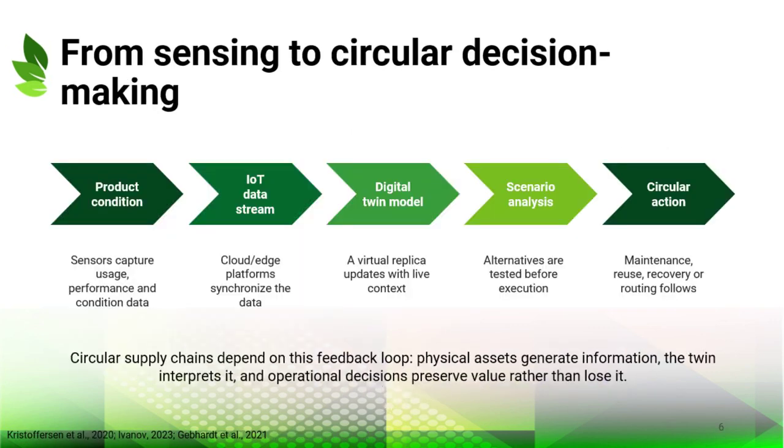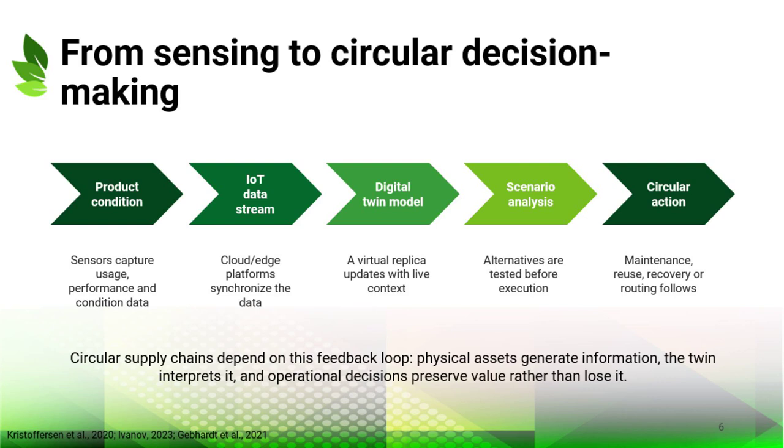The process on this slide summarizes the information loop described throughout the chapter. First, product condition is captured by sensors or connected devices. Second, the IoT data stream transfers this information through digital platforms, often using cloud or edge systems. Third, the digital twin updates its virtual representation of the product, process, or network. Fourth, scenario analysis tests possible actions before they are implemented in the physical world.